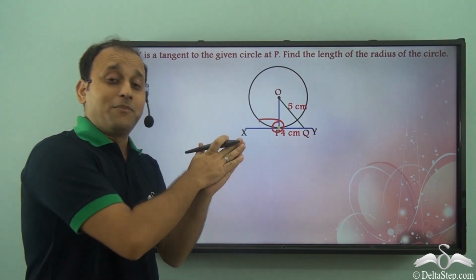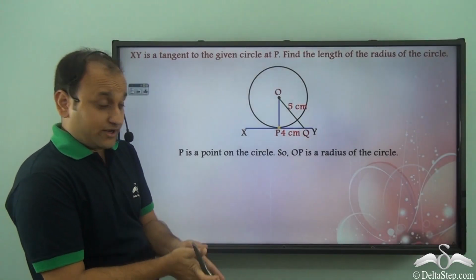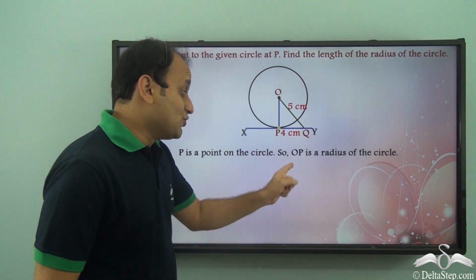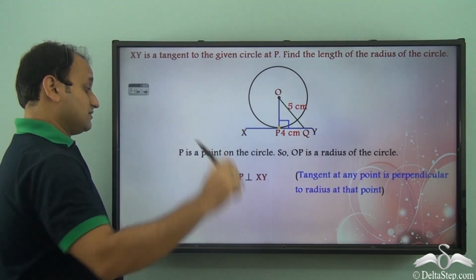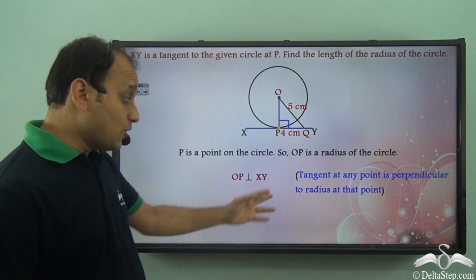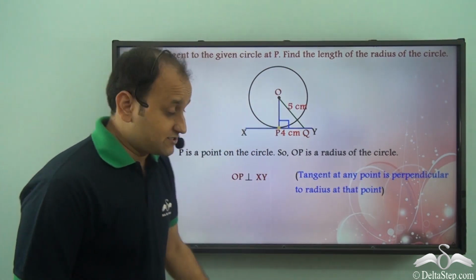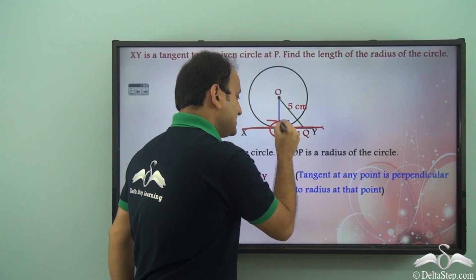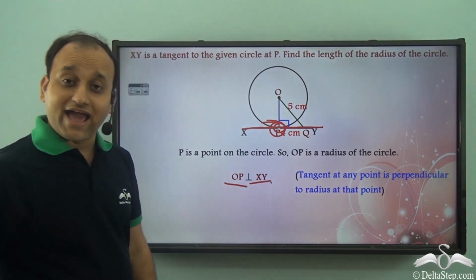So what do we know about this particular thing? Well, we have a theorem for it. And for that theorem, this particular fact is important. That is, P is a point on the circle, so OP is a radius of the circle. And if OP is the radius of the circle, then OP will be perpendicular to xy. Why do I say so? Because the tangent at any point is perpendicular to the radius at that point. So the radius at this point is OP and xy is the tangent at this particular point. As a result, OP will be perpendicular to xy.